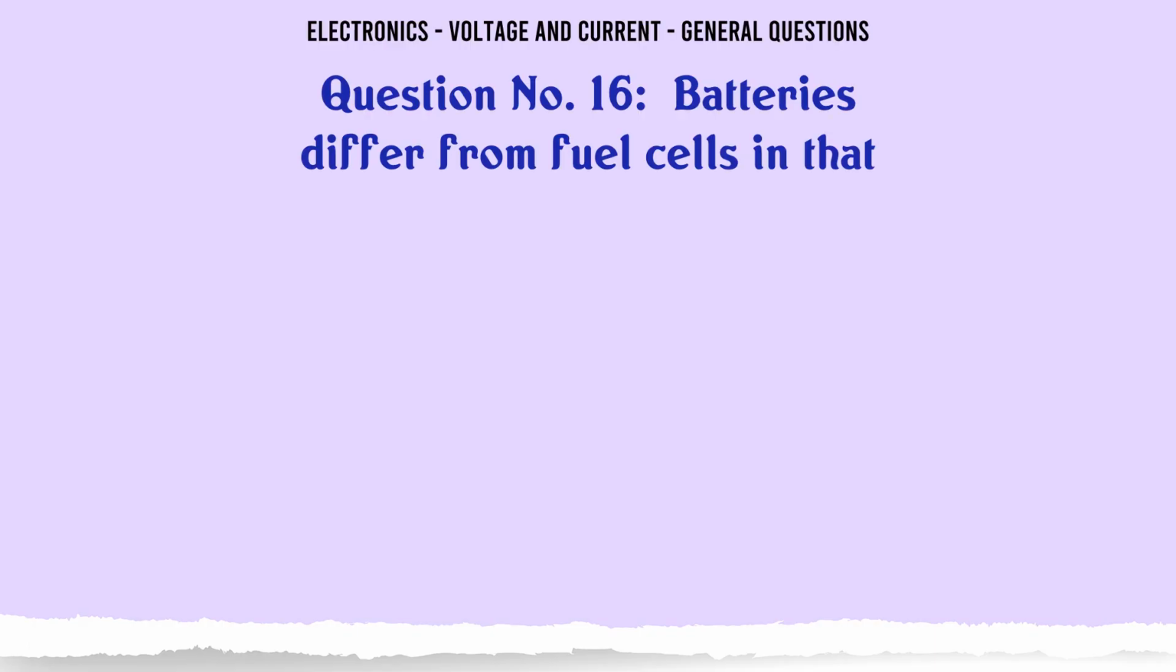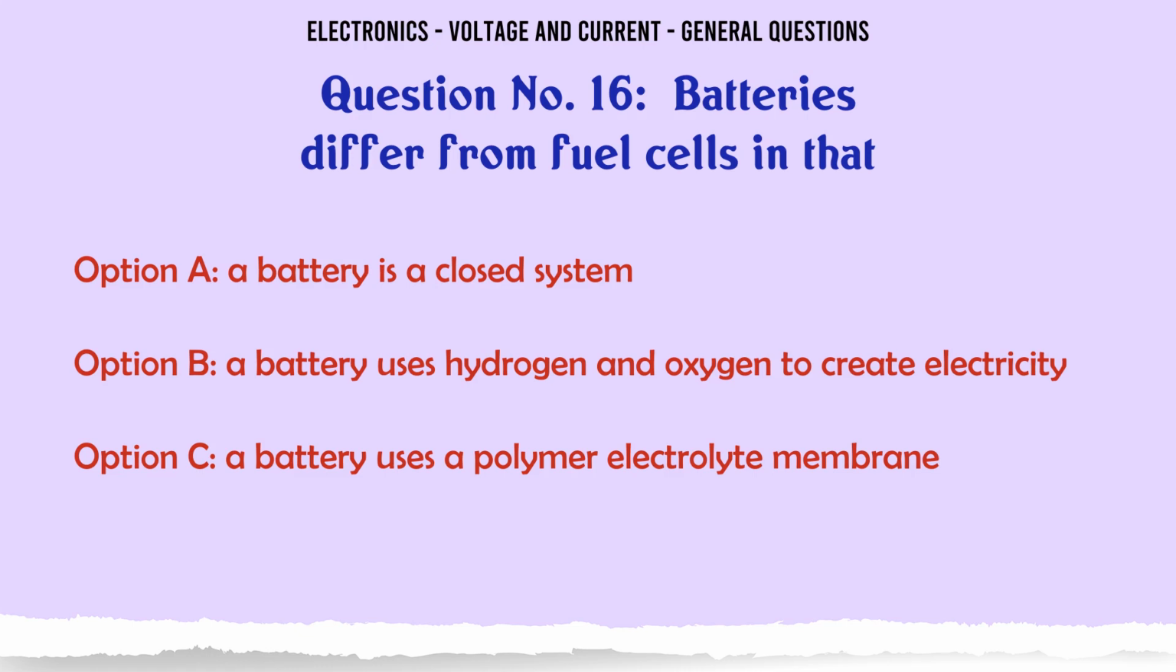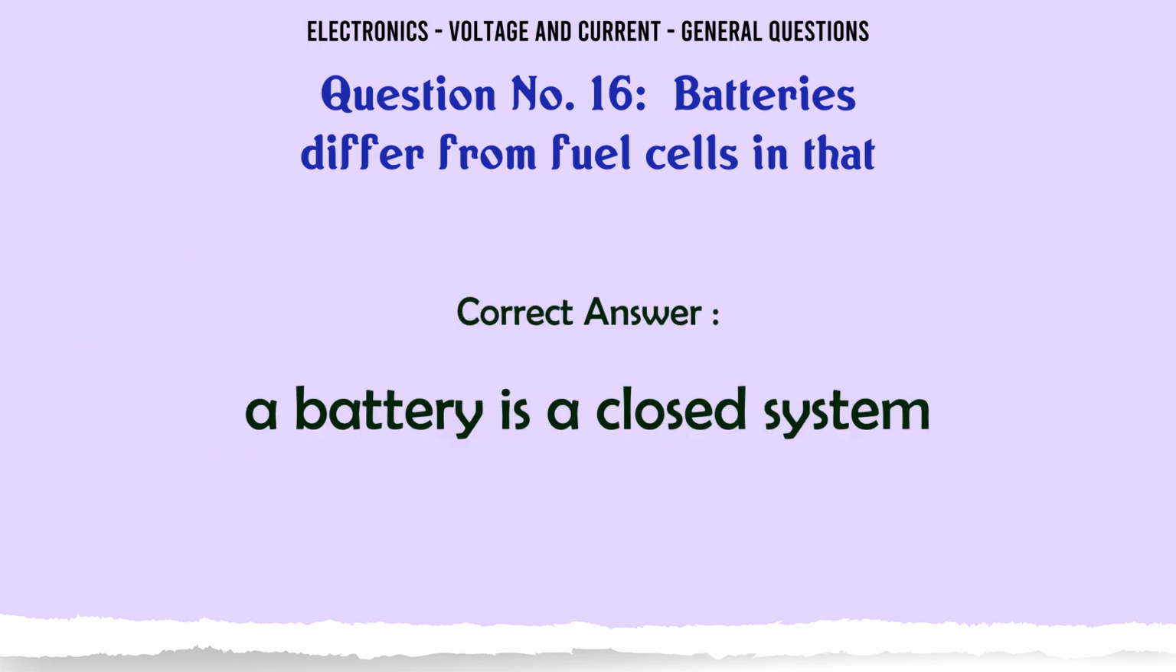Batteries differ from fuel cells in that A. a battery is a closed system. B. a battery uses hydrogen and oxygen to create electricity. C. a battery uses a polymer electrolyte membrane. D. none of the above. The correct answer is a battery is a closed system.